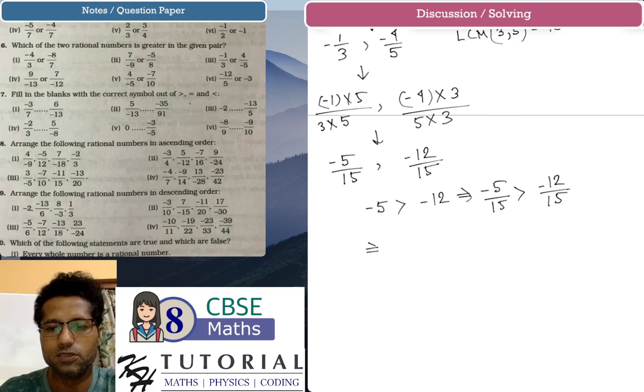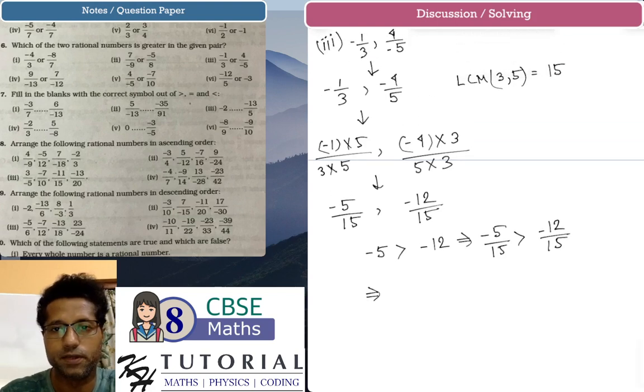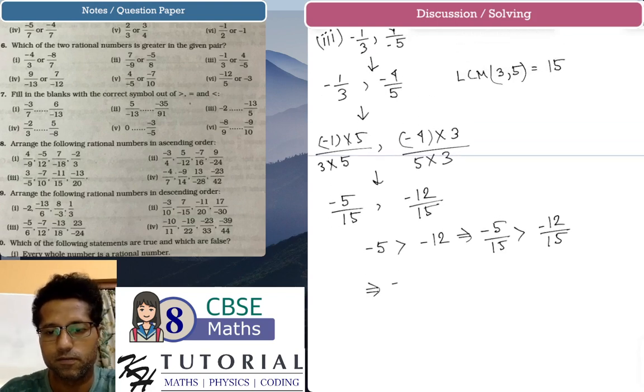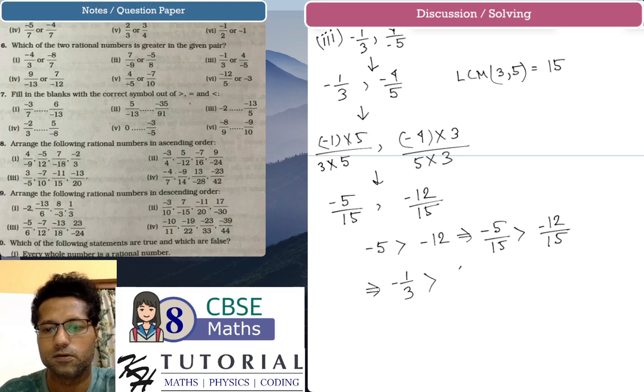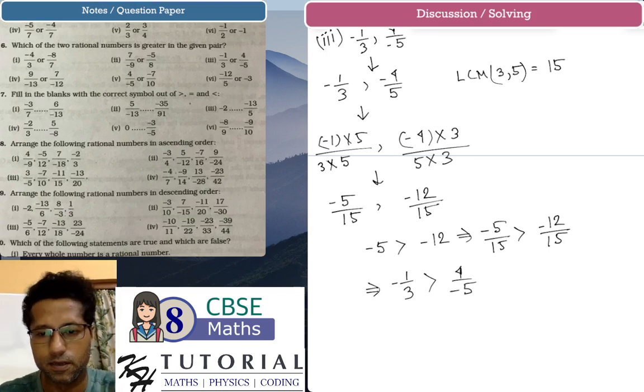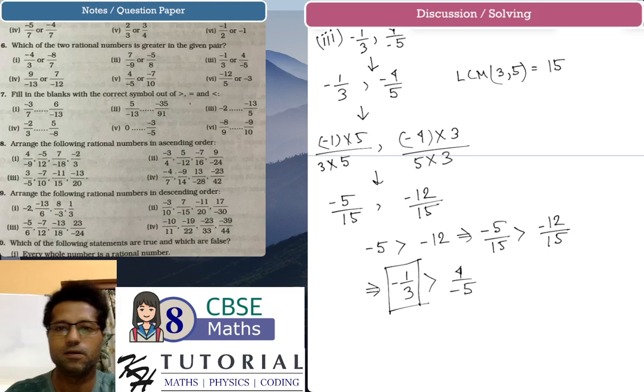This implies the original rational number of minus 5 by 15 was minus 1 by 3, which should be greater than the original rational number of minus 12 by 15 was 4 by minus 5. So we have minus 1 by 3 is greater than 4 by minus 5. So clearly minus 1 by 3 is the greater rational number.